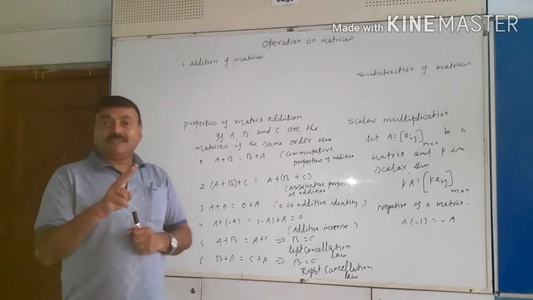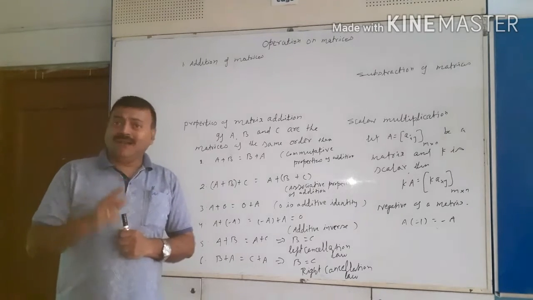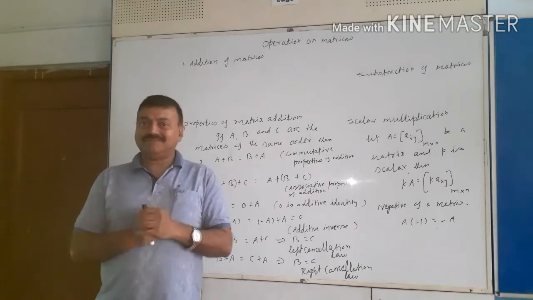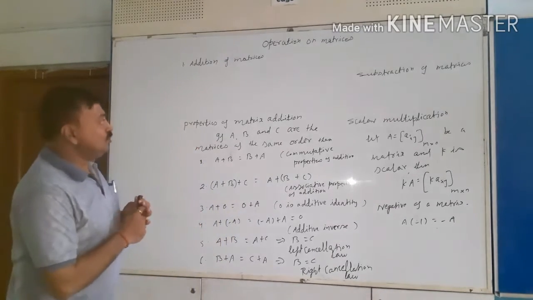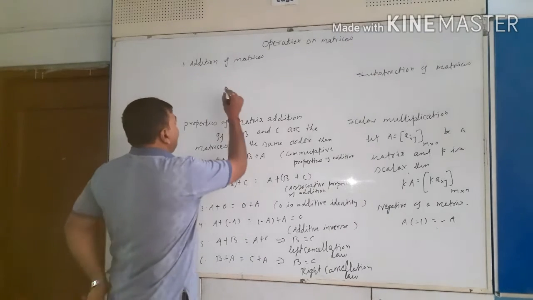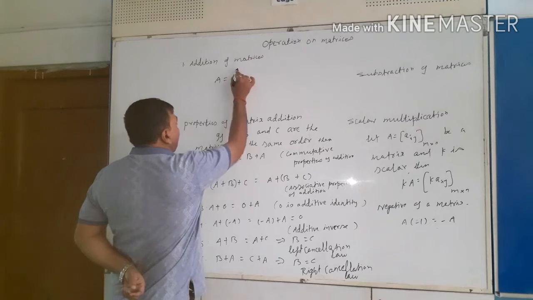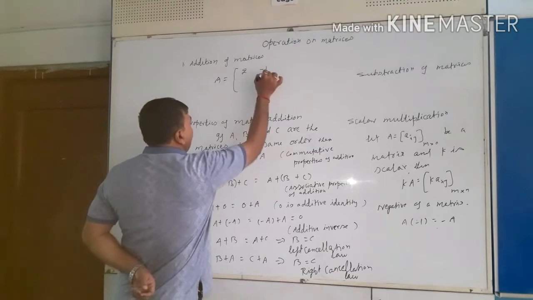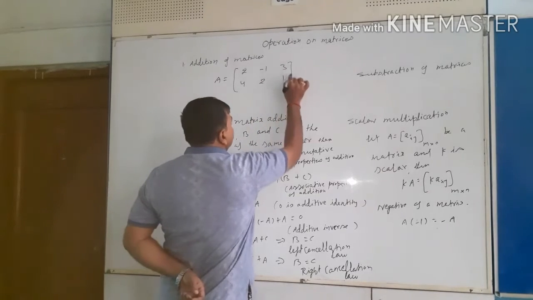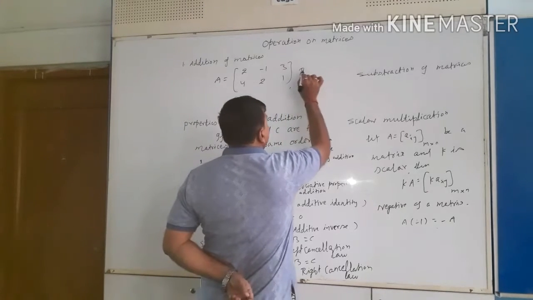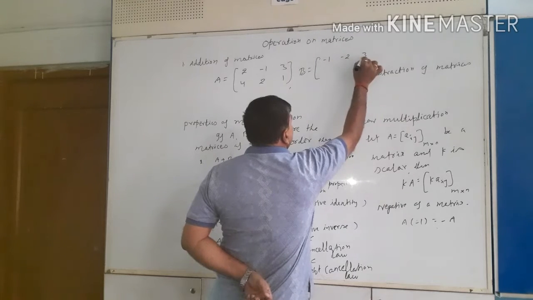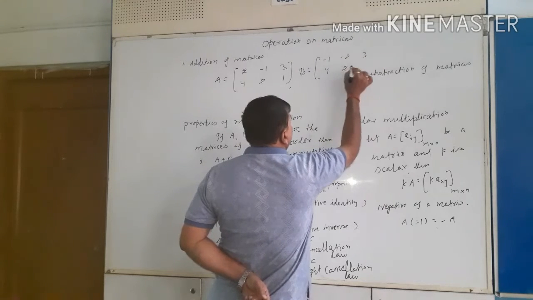Two matrices can be added only when their order is the same. Suppose we are going to add two matrices. A is 2, minus 1, 3, 4, 2, 1 and next B is minus 1, minus 2, 3, 4, 2, 6.